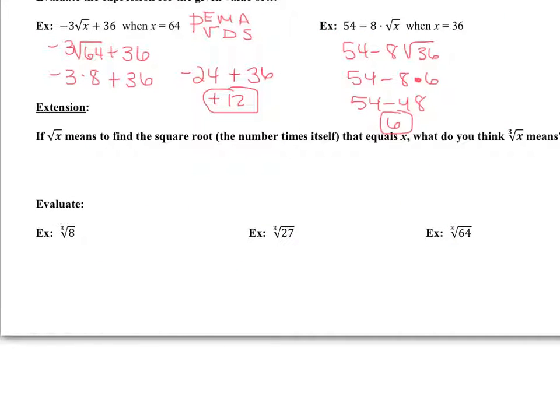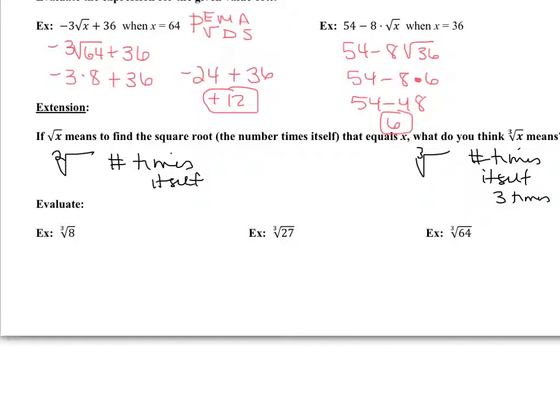The symbol right here is our square root. By the way, it could also be written like this. You don't really see it a lot, but you could see the 2 out, which is asking for the number times itself. That's called the square root. So this one is the number times itself 3 times, and its name is the cube root.